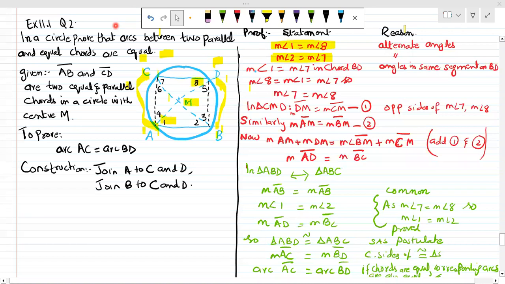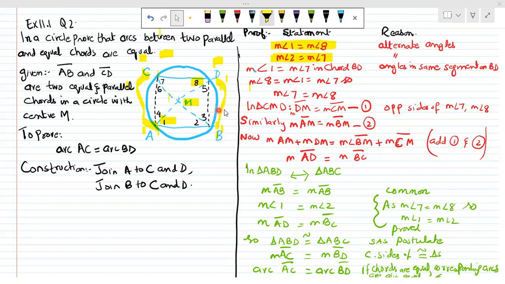Now we can see that angle 1 and angle 7, now look at the chord BD. Here we have chord BD, right? And in this chord, we can see that this angle 1 and this angle 7 are in the same segment. So angle 1 and 7 are equal because angles in the same segment are always equal.